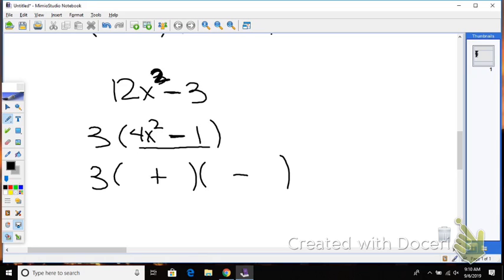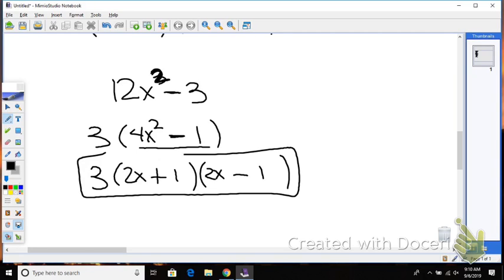Square root of 4x squared is what? 2x. And then the square root of 1? 1. And this would be your answer. So always look to factor out first, and then take the square root and plus and minus. Easy enough?